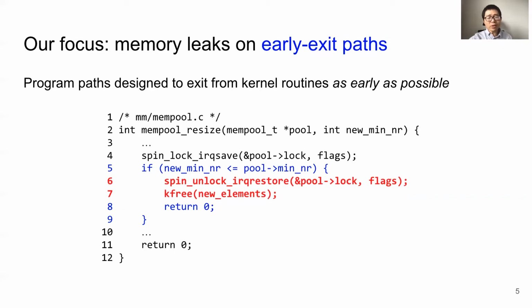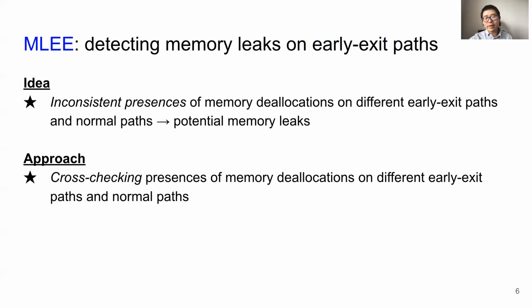Moreover, some actual code often needs to be executed before a kernel routine is exited from an early exit path. Like in this example, a lock is released and a memory object is deallocated on the early exit path. Therefore, if an early exit path is created without the required work, software bugs will be introduced. In particular, if a memory deallocation is required but missed on an early exit path, a memory leak will be constituted.